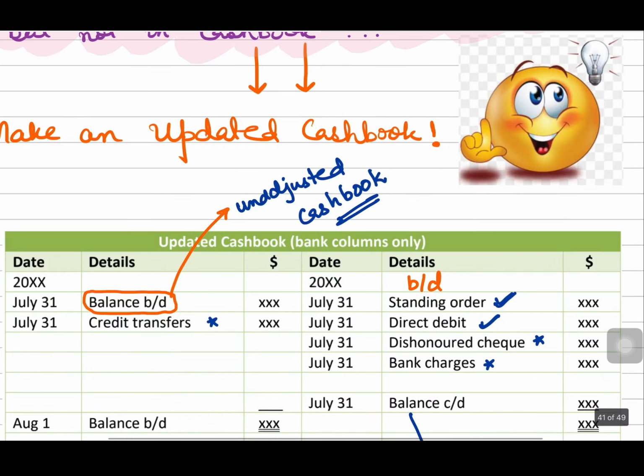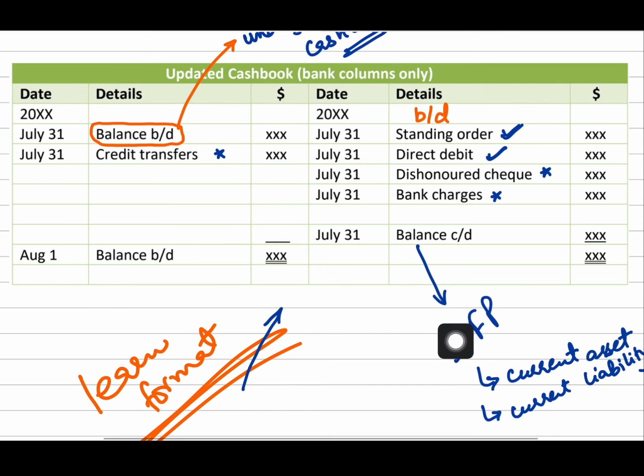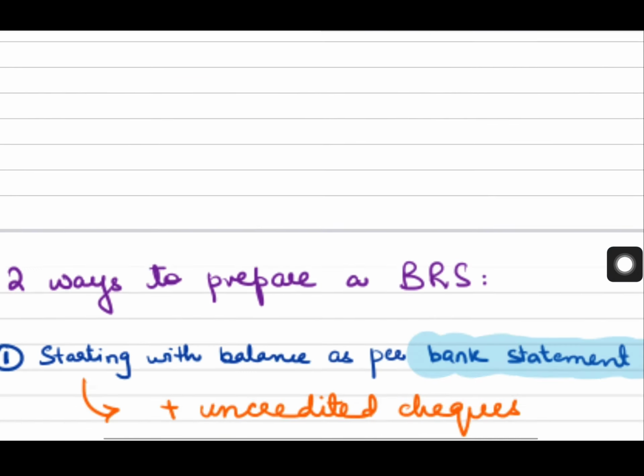For that, let's have a look at the format first, how the updated cash book is maintained and how a bank reconciliation statement is prepared. So in the updated cash book, we have already seen that on the debit side there is only one transaction, the credit transfers, all the checks received directly in the bank account but we are not notified, so we record the checks received such as dividend received or commission received or any other income on the debit side, and all other items are usually entered on the credit side, such as dishonored check, standing order, direct debit, bank charges or bank interest. All of that is entered on the credit side.